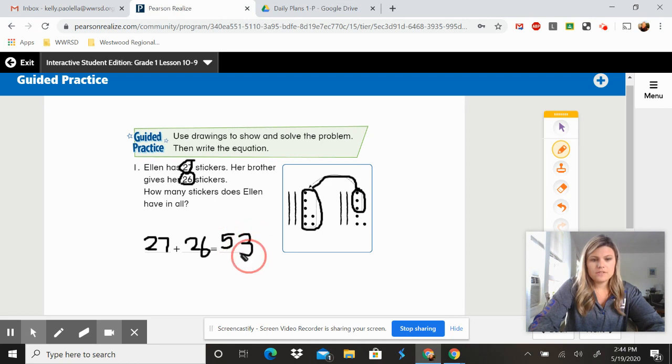Awesome job, 53, okay? Now you can go on and do the interactive practice buddy, the quick check, and your homework book. If you have any questions, please let me know, but try and use a different strategy for each word problem. Good job, boys and girls.